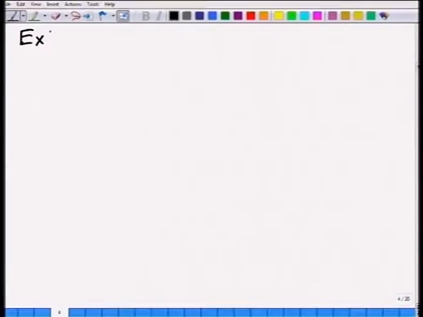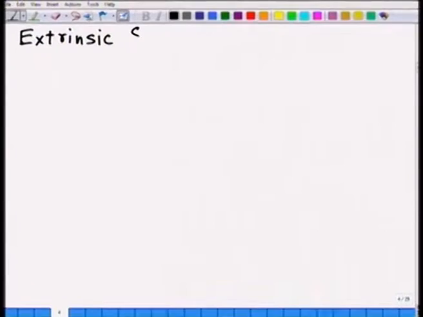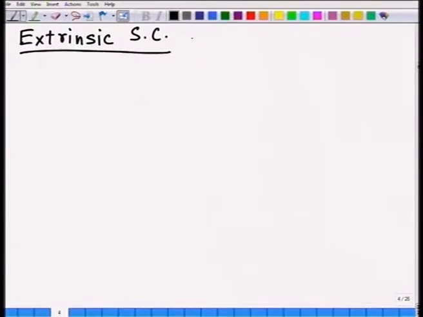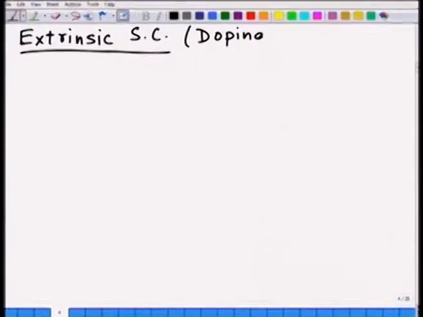So with that, let us move forward. That is what we have been doing till last time. Now what I am going to do is move on to extrinsic semiconductors. I have talked about intrinsic semiconductors. Now let us talk about extrinsic semiconductors, or you think of that as doping, the doped semiconductor.